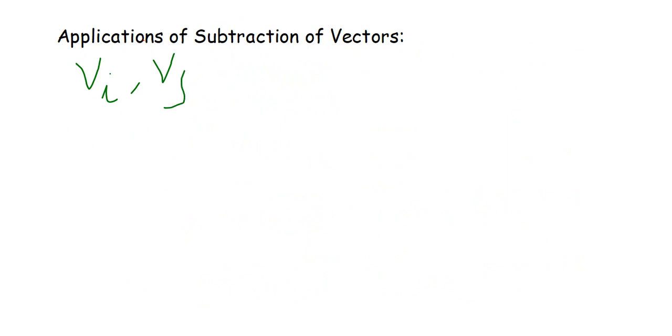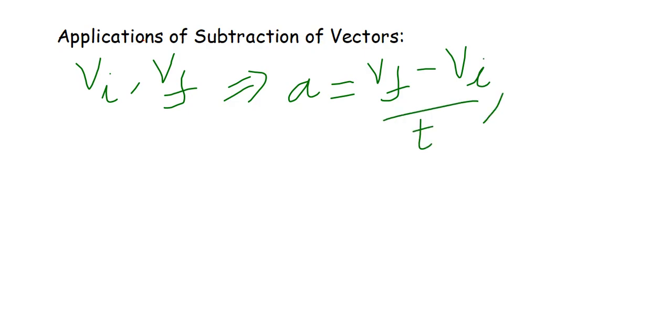So acceleration a is Vf minus Vi by t. Acceleration is nothing but the change in velocity with respect to time. Here Vf and Vi are two vectors, so the subtraction of these two vectors with respect to time gives us acceleration.